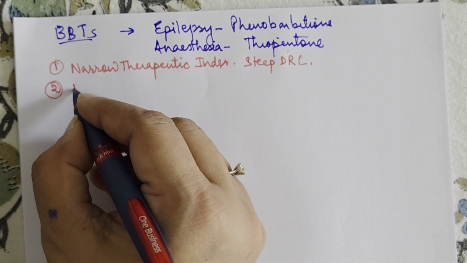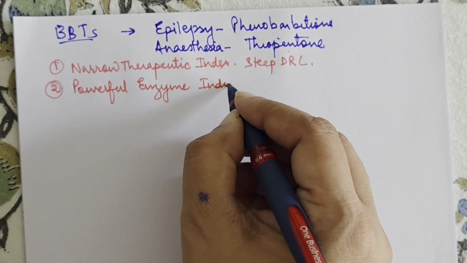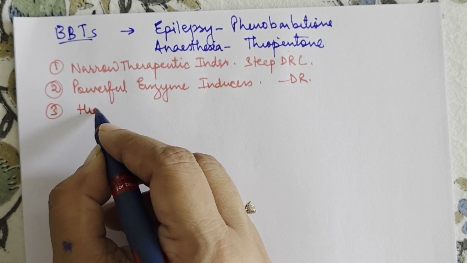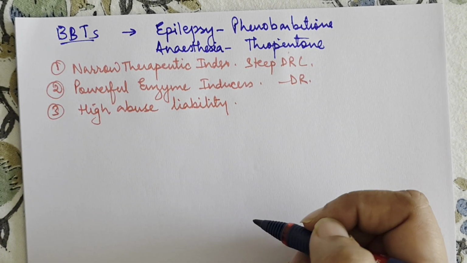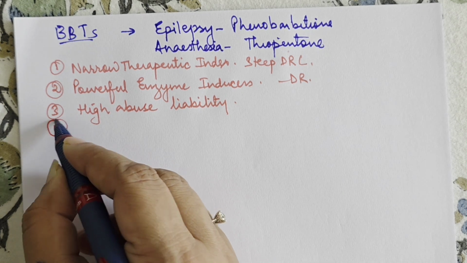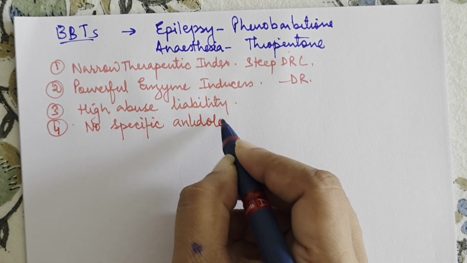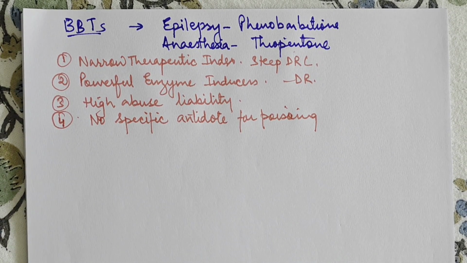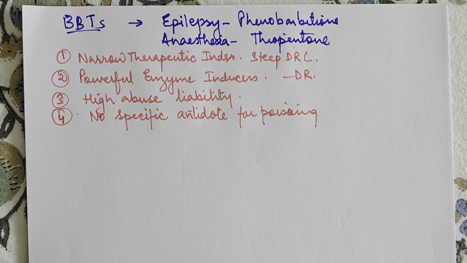Secondly, they are very powerful enzyme inducers, so they cause a lot of drug interactions. Third, they have very high abuse liability, and on stopping they can precipitate withdrawal. Then we don't have any specific antidote for poisoning. If somebody takes them by accident, or suicidal or homicidal, we don't have any specific antidote for them. So that is why these drugs are not preferred nowadays.